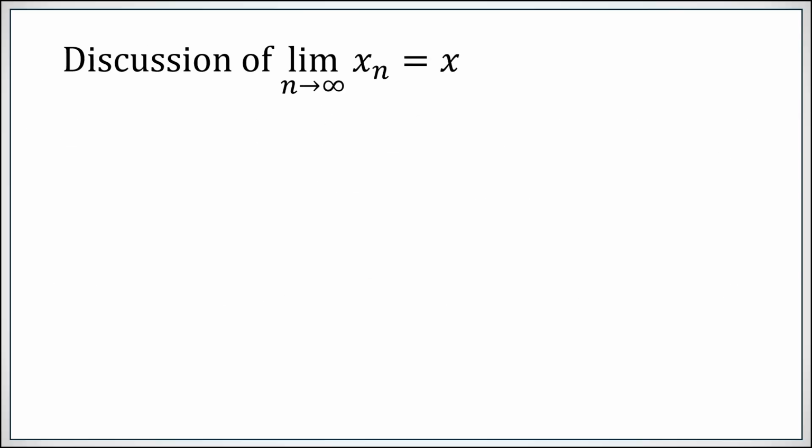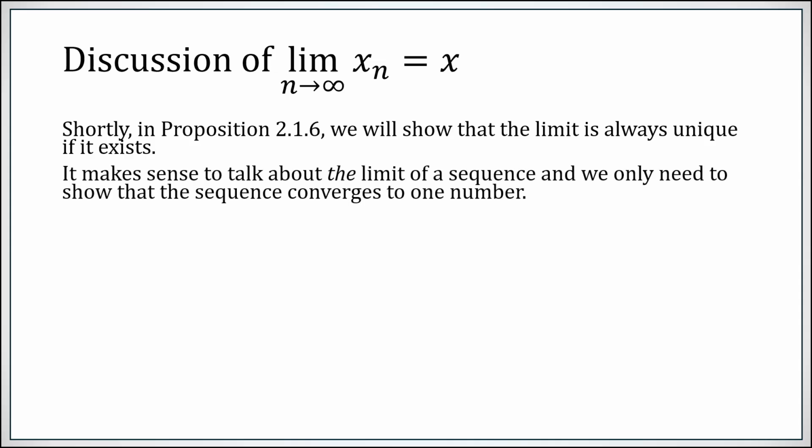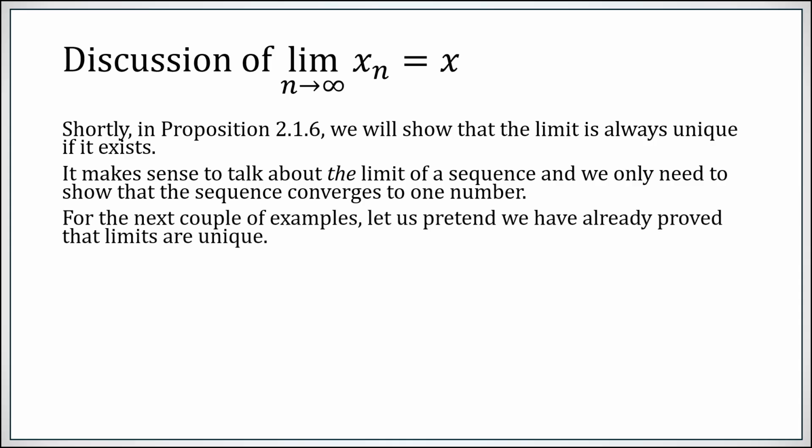So let's discuss what this definition means. In Prop 2.1.6, coming soon, we'll show that if there is a limit, there is only one. It is unique. So it makes sense then to talk about the limit of a sequence. It can only exist as a single unique thing. Then we only need to show the sequence converges to one particular number. So for the next couple of examples, let's pretend we've already proved that there can only be one limit. We will eventually justify this in Prop 2.1.6.